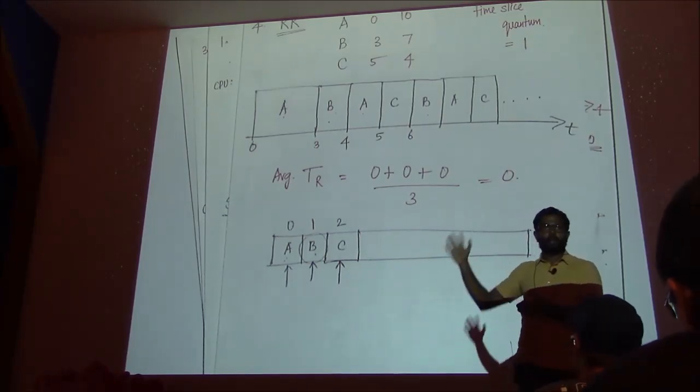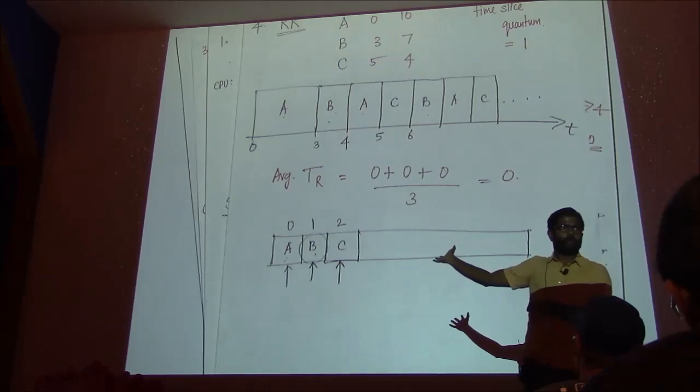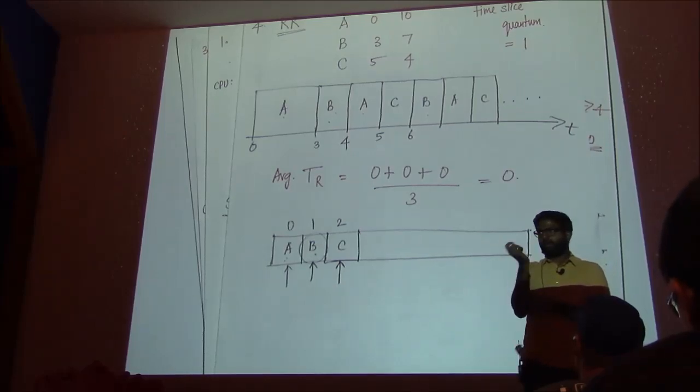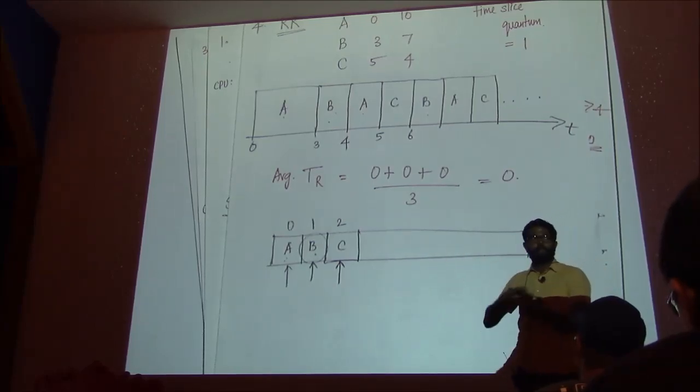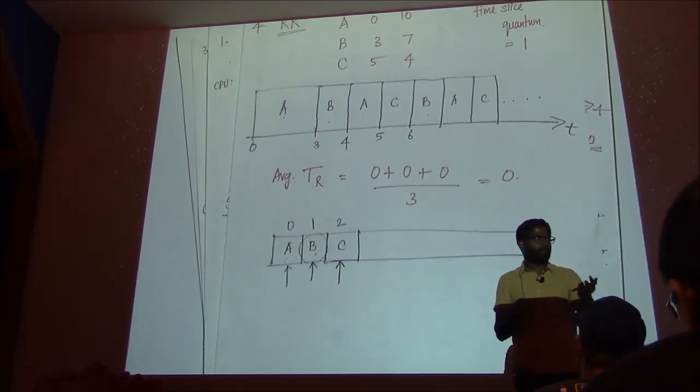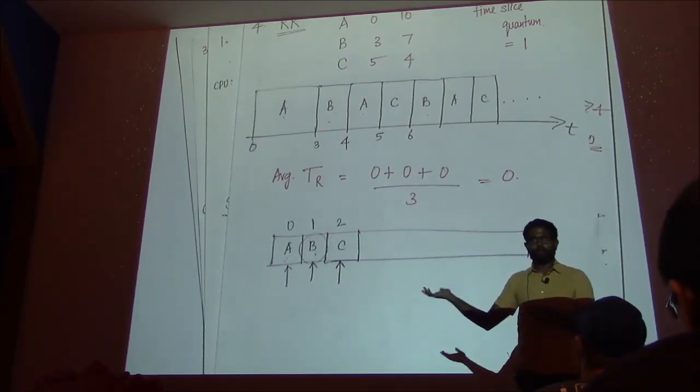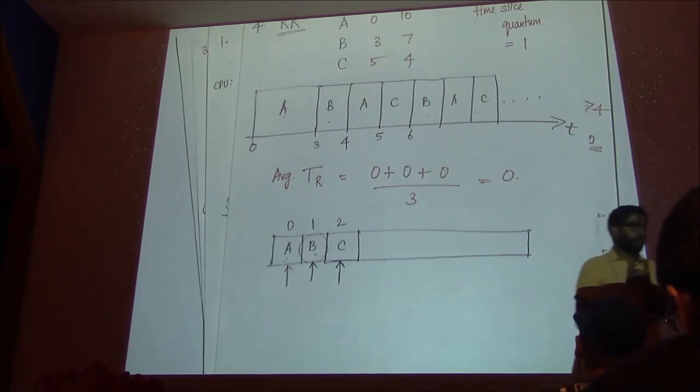Okay, so there are a lot of ways to actually implement round robin scheduling. And based on some simple decisions that we make, we may actually affect the response time and the turnaround time internally. That's an important thing to think about.